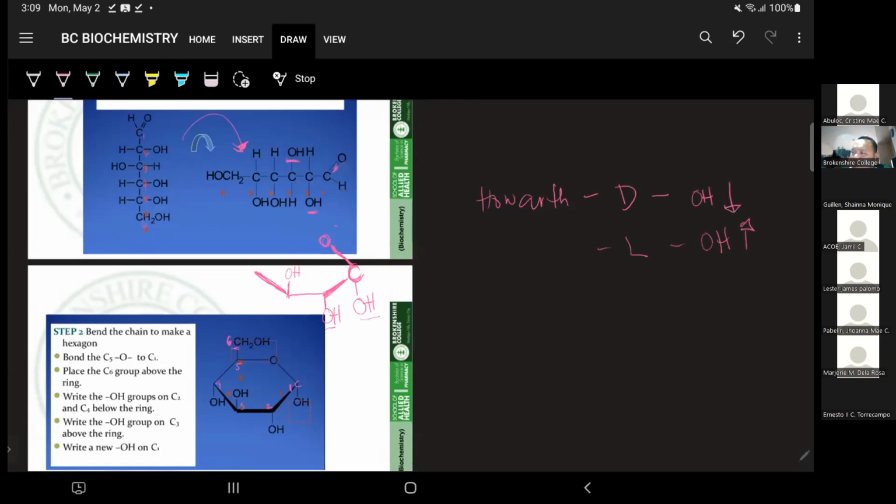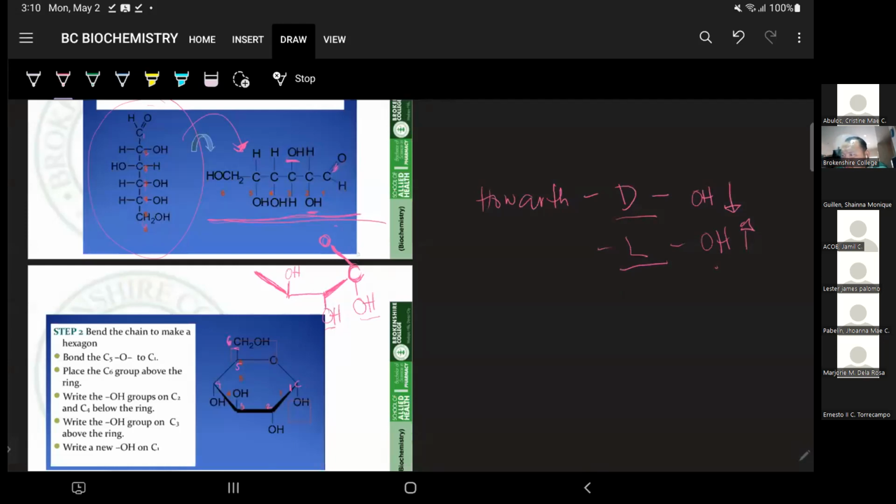Do you follow? Kasi pinaralel mo yung Fisher projection, di ba? Pinaralel mo siya. Or rather, hinorizontal mo siya. Di ba? Hinorizontal mo siya pagkatapos kinurve. So again, ang nangyari, yung OH na pababa is your dextro. Yung OH na nasa taas is levo. Do you follow, students?